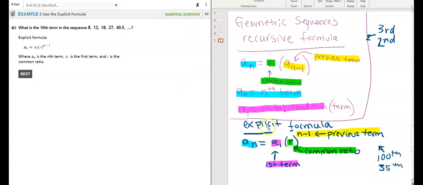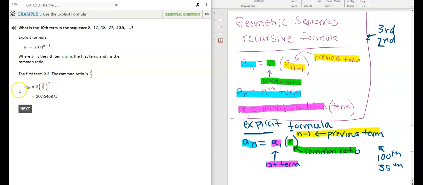Okay, this is the formula we want to use, the explicit, and when it's really close to the beginning, you would use a recursive. So over here, they want the 10th term, which is kind of far away. So we're using an explicit formula to find that. We have the same list of numbers as before. The formula here is A sub n is equal to the first term, A sub 1, times your common ratio, R, raised to the power of n minus 1.